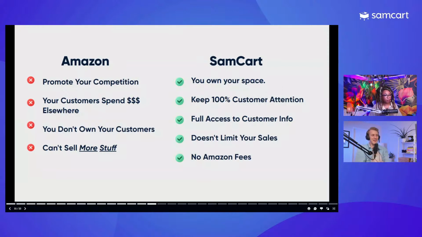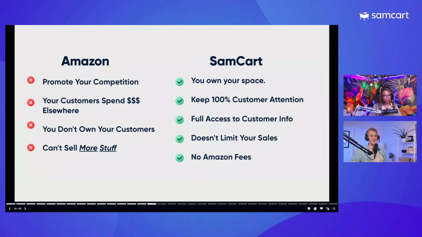And the last one, it doesn't limit your sales. On Amazon, I can only sell one thing at a time to one customer at a time, whereas on SamCart I'm able to sell multiple products to the same customer and offer as much as I can: upsells, order bumps, downsells, just tons of stuff. So just grabbing everything in sight.